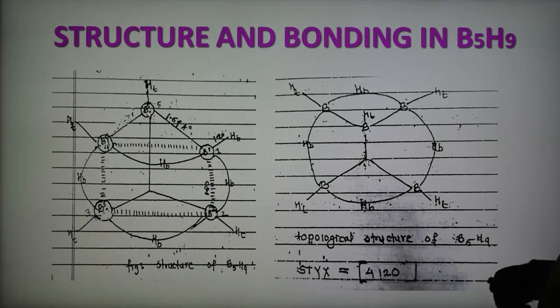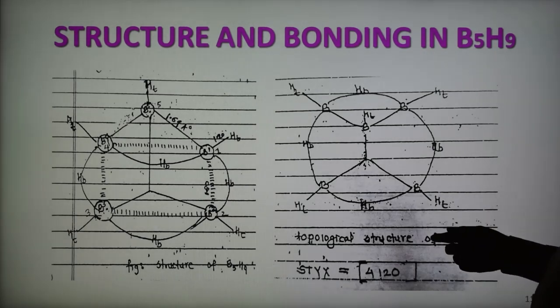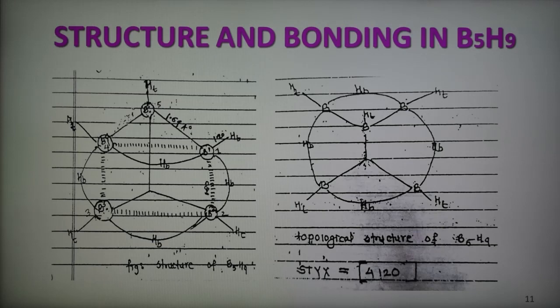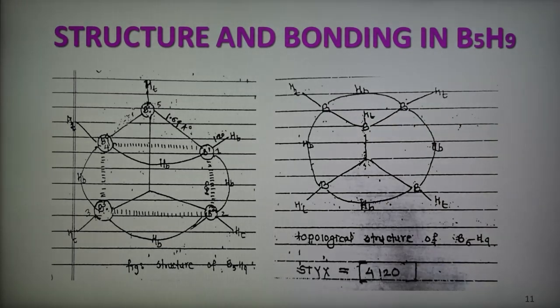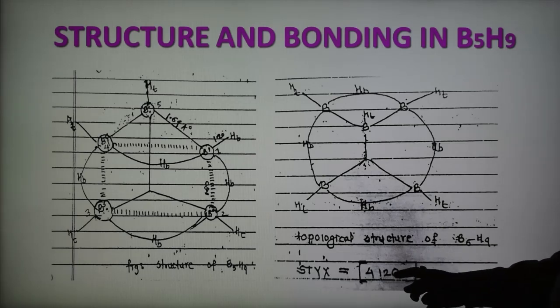Now there are 2 center 2 electron bonds of the BB type. So how many BB type of bonds are there? Here 2 BB type of bonds are shown. This is the first and this is the second BB type of bond. So the value is 2 here.